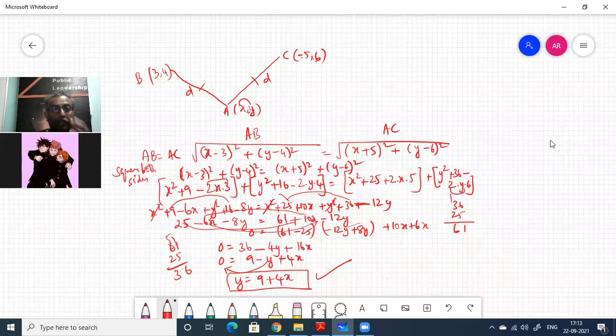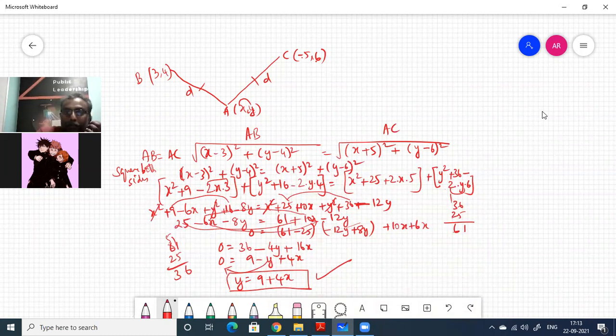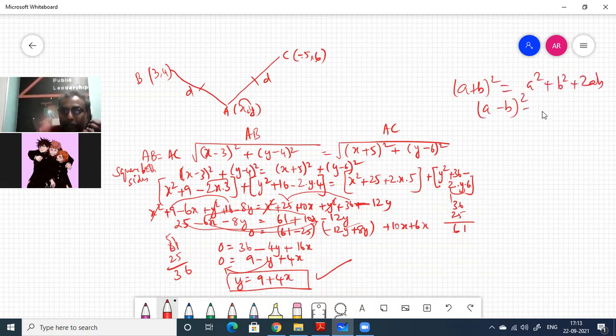Any doubts in this problem? What you have to use here is the formula (a plus b) the whole squared, which equals a squared plus b squared plus 2ab, and (a minus b) the whole squared, which equals a squared plus b squared minus 2ab. That is all you have to use. If you use it correctly, you will arrive at the correct answer here.